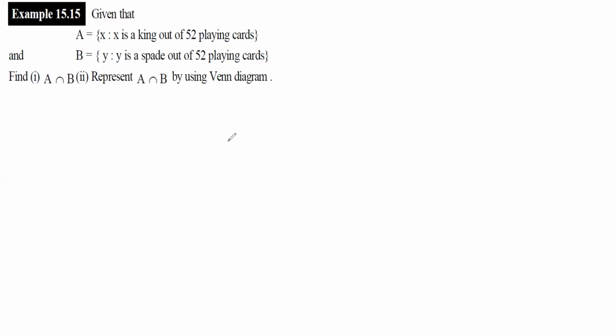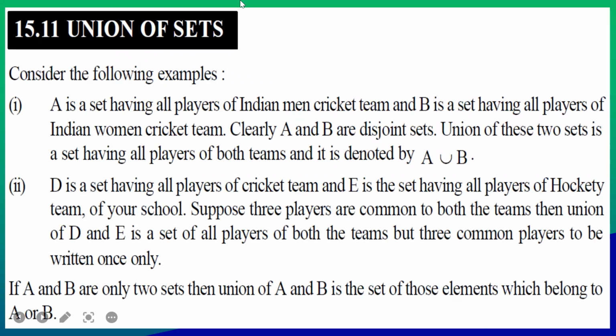Then, yung sagot naman yan nandito din sa union of sets. So, the word union, you're going to combine the elements of the given sets. Consider the following examples. A is a set having all players in gentlemen cricket team, and B is a set having all players in women cricket team. So we will combine them. We're going to get the union of the set, men cricket and women cricket team. So clearly, A and B are disjoint sets. They don't have common elements, kasi sa set A, puro men. B, we have women cricket team.